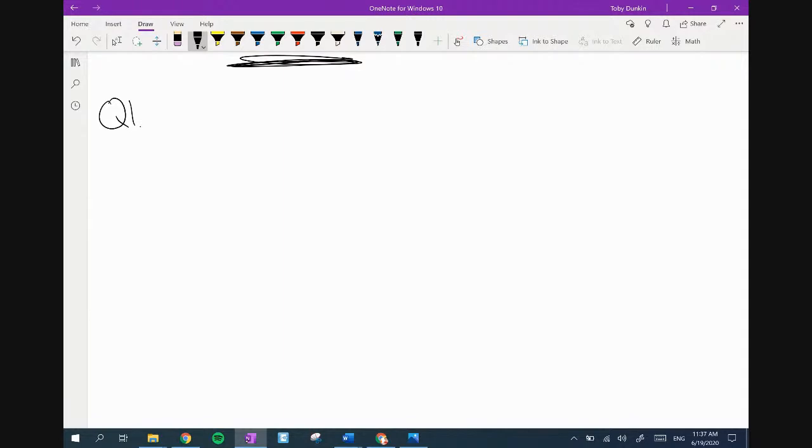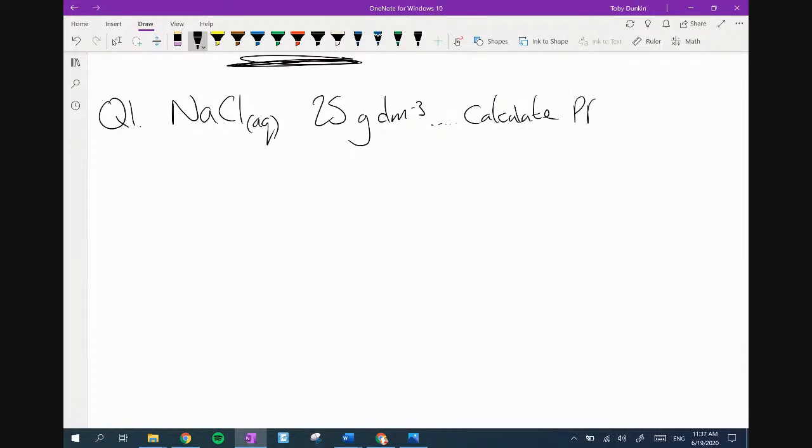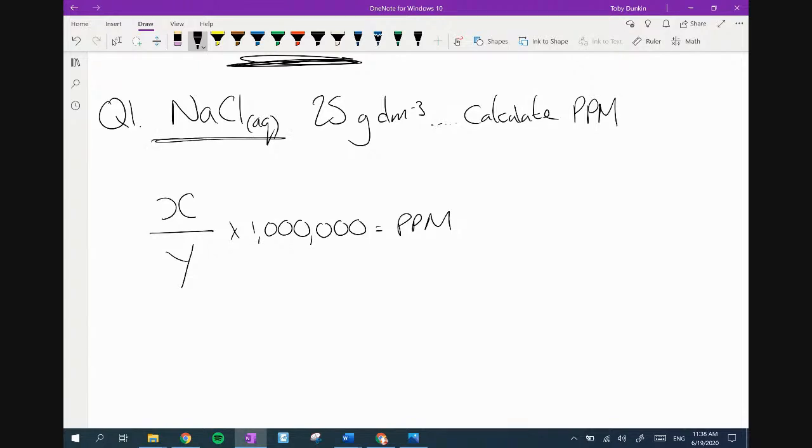Yeah. Let's say I have sodium chloride aqueous. This means seawater, salt water, sodium chloride at 25 grams per dm cubed. Yeah. So, and it then just simply says, calculate PPM, parts per million. Now, what we immediately do is we go X over Y times a million. Yeah, times a million gets me PPM. So all we have to do now is figure out, so X is the substance we're trying to measure, and that's the sodium chloride.